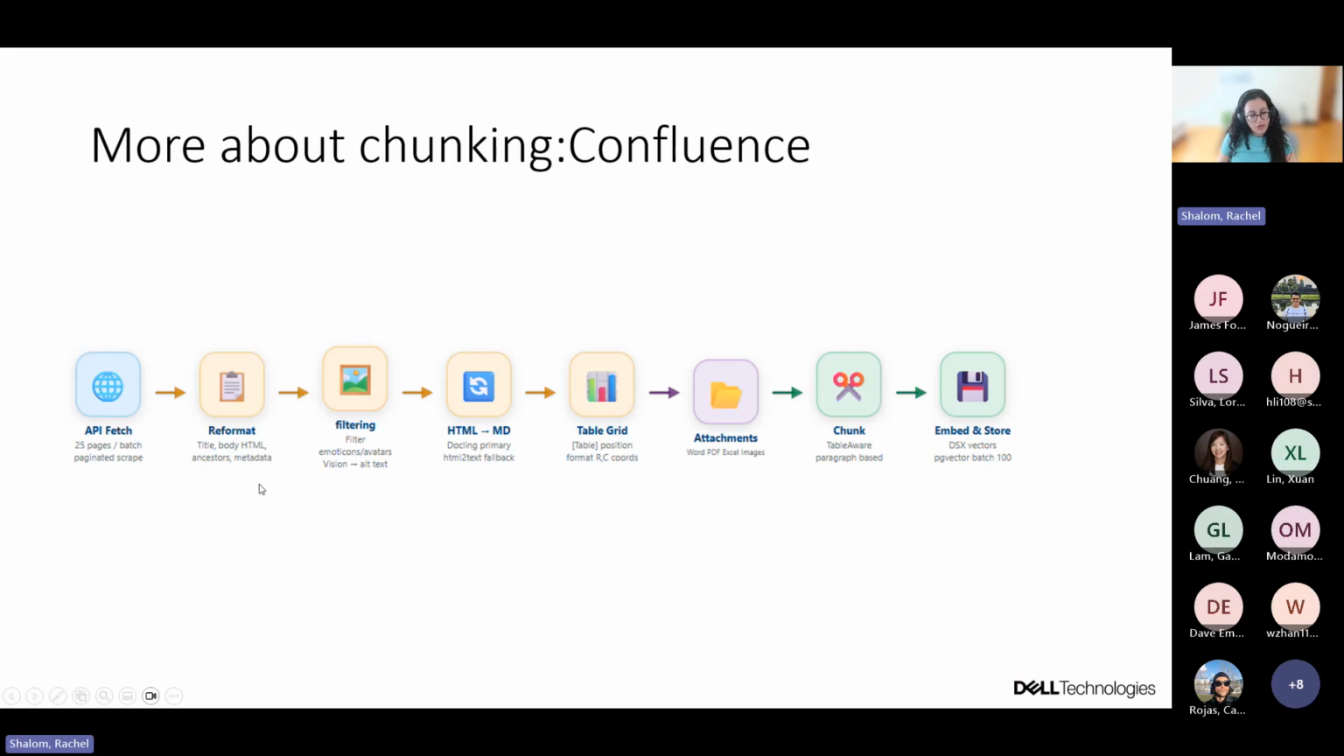Then you reformat it to HTML, with all the ancestors and metadata that we have on this page. We filter a lot, because there is a lot of text related to Confluence widgets, Confluence-specific stuff that doesn't have any meaning. So we need to filter a lot of data. Also emoticons, avatars, alt text. All of those are classic data science data cleaning. And then we convert the HTML to MD.